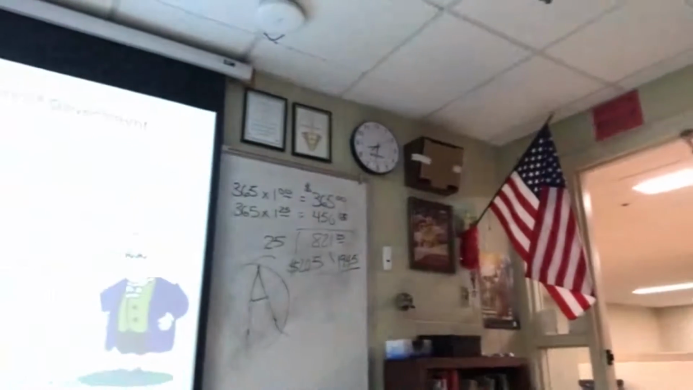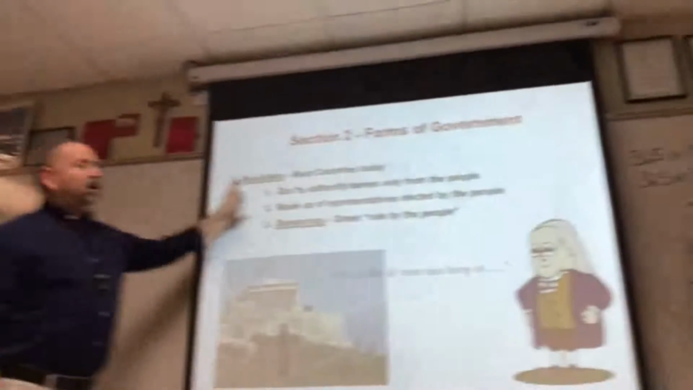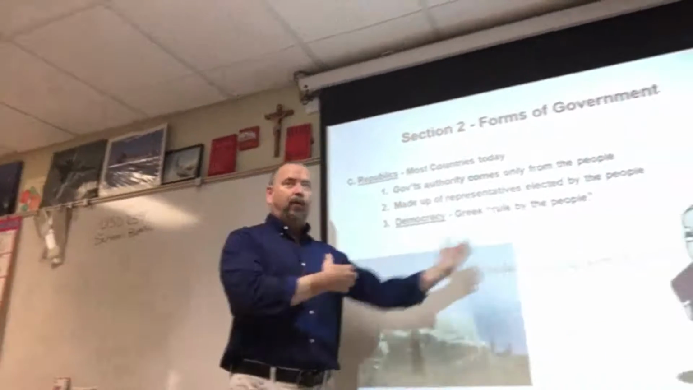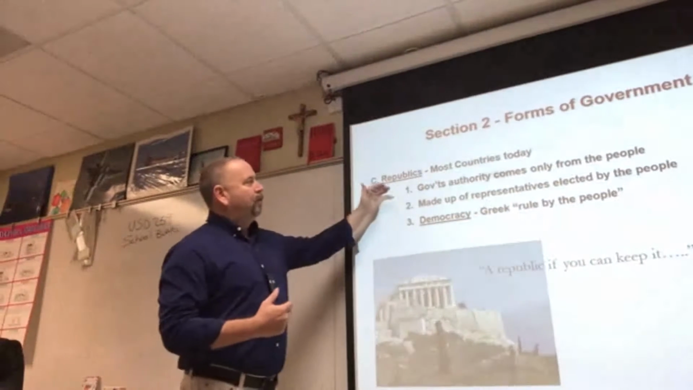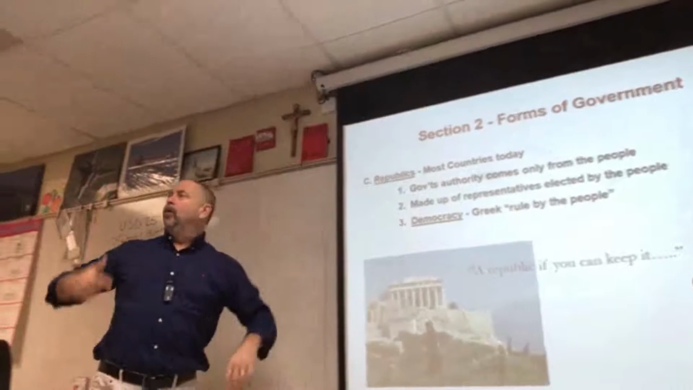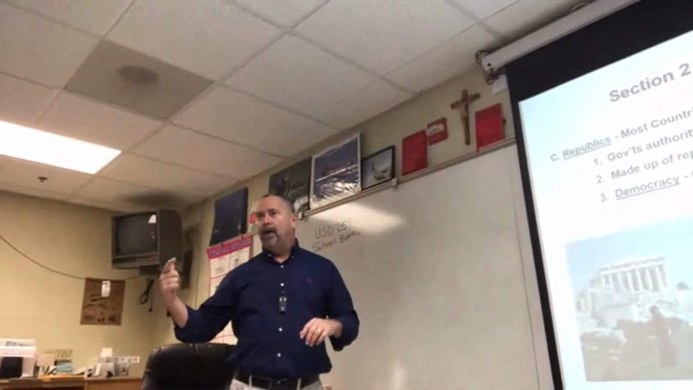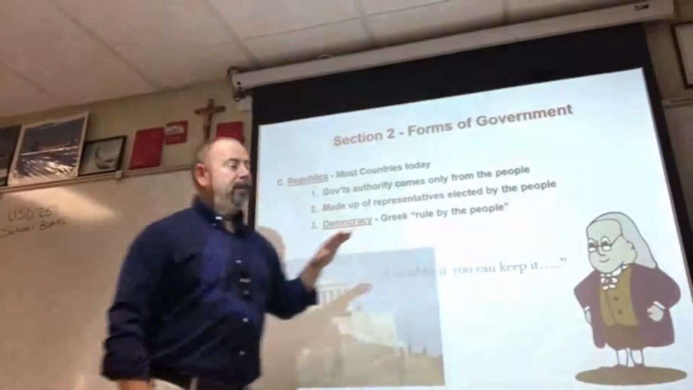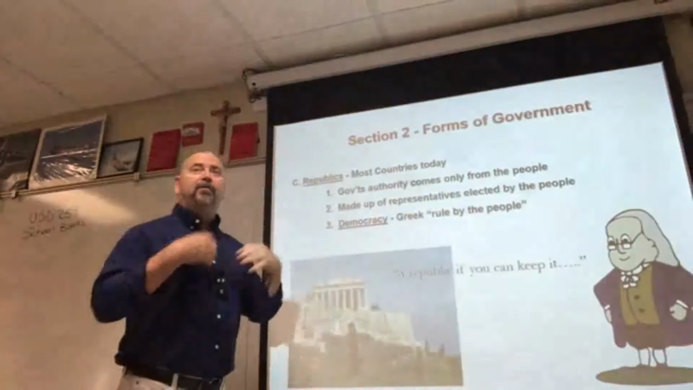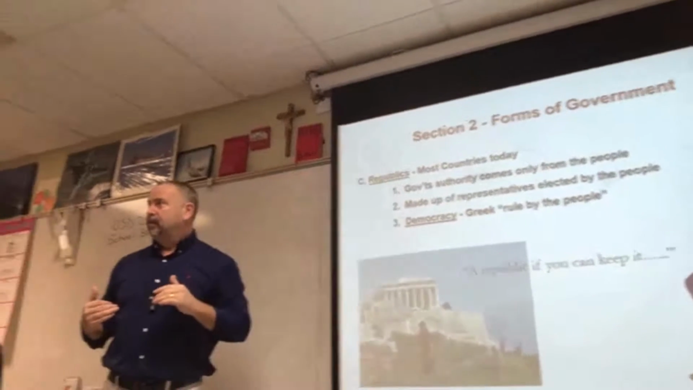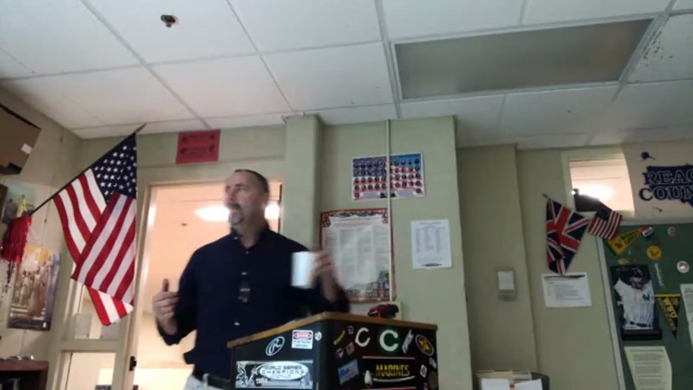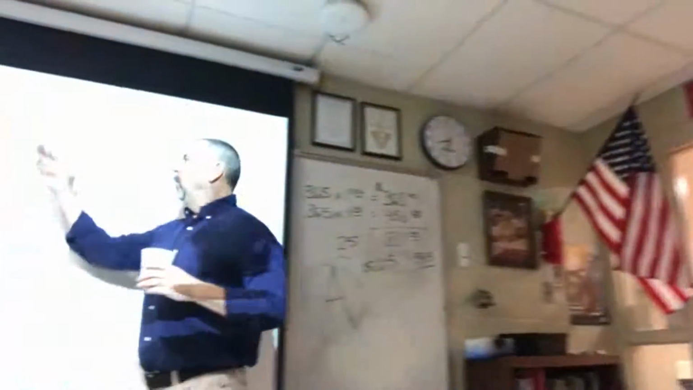Okay, this is what we have, okay? We have a republic, okay? Most countries in the world today are republics, of some form. Now, this is where it gets confusing because there's different systems within republics. Okay? So, government's authority comes only from the people, not from God. You're not born into a position of power. Okay? It's not hereditary. Okay? And the government is made up of representatives elected by the people. And the fact that we get to elect our representatives makes us democratic. So we don't live in a democracy, but we use democracy. We live in a republic. Our Constitution lays out the rules for this republic.